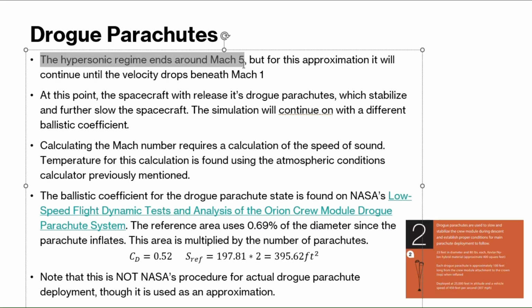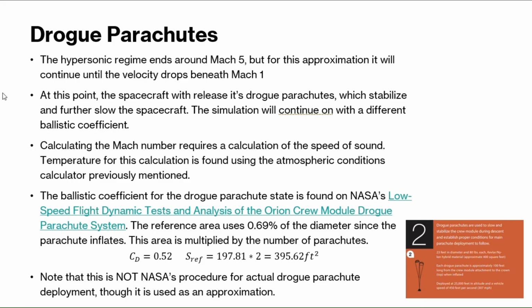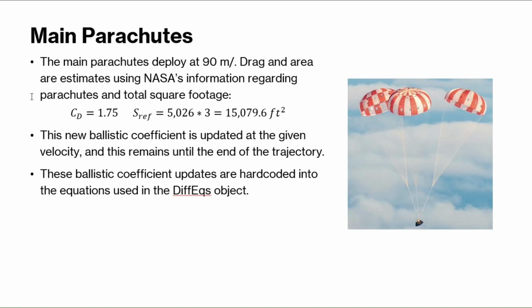So it says here, the hypersonic regime ends around Mach 5, but for the sake of simplicity, I kept it going until Mach 1. And then at Mach 1, we're releasing the drogue parachutes, which is a stabilizing parachute. Doesn't slow it down all the way, but it does a lot. Then the main parachutes shoot out. The estimations I used for both of these were from NASA's resources.